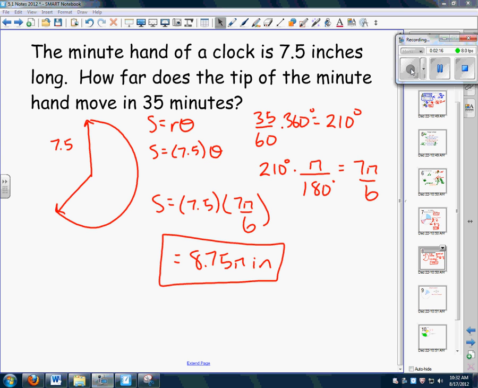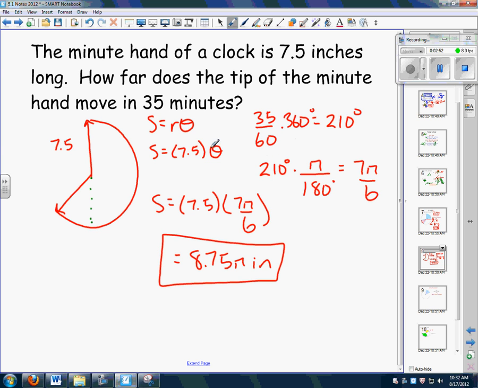Okay, here's how I approach this problem. So we know clearly it's an arc length problem, so S is r times theta. We already have the radius, so that's not a problem. We need that theta. We can't plug it in degrees. We actually don't even have the theta right now. So if it moves 35 minutes, it's a proportion of an hour, a clock is 360 degrees. So we just moved 210 degrees from here to here. That makes sense because 12 to 6 is exactly 180, half of the circle, and then a little bit more.